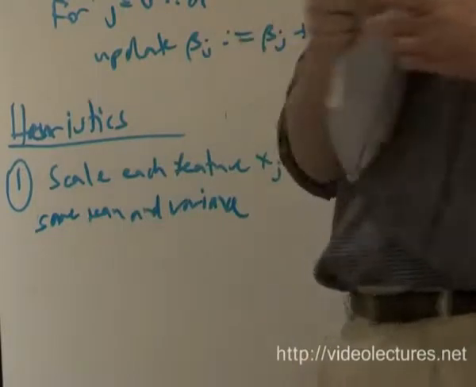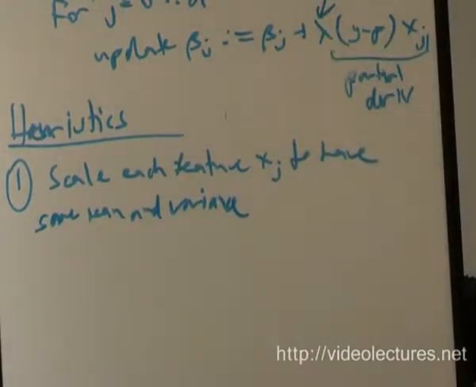So it's not going to work well if you have some features, maybe like age, which range between 0 and 100, and then other features that range between 0 and 1. Because the dynamic range of the first feature will be 100 times the dynamic range of the second feature.